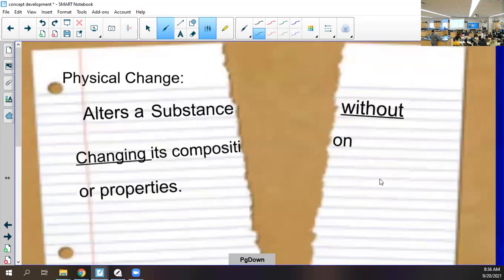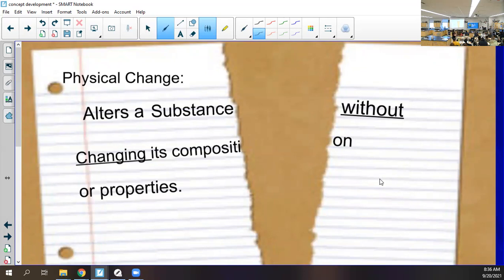So anyway, okay. Physical changes alter a substance without changing its composition or properties. I made that slide myself, kids. So as you look at this slide, I want you to think of one example of a physical change. All right, tell your partner an example of a physical change.